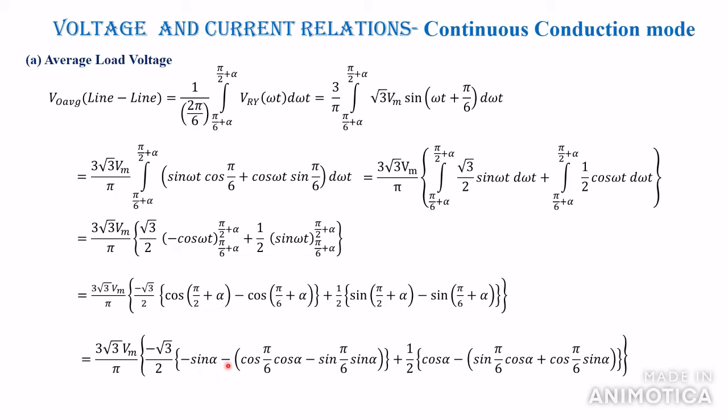Minus, so this is in the form cos A plus B. So this can be written as cos A cos B minus sine A sine B. So plus 1 by 2. Again this sine 90 plus alpha can be written as cos alpha, minus, this is in the form sine A plus B. So this can be written as sine A cos B plus cos A sine B. So sine pi by 6 cos alpha plus cos pi by 6 sine alpha. So this term will remain the same.